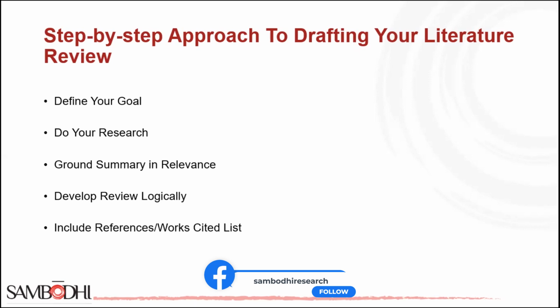Include a references or works cited list. As you are writing the literature review, you will mention the author's name and the publication year in your text, but you will still need to compile a comprehensive citation for each entry at the end of your review. Follow APA or Chicago style guidelines as your course requires.